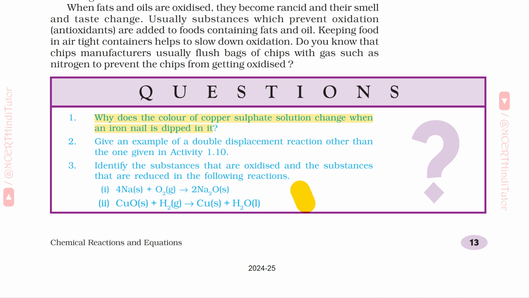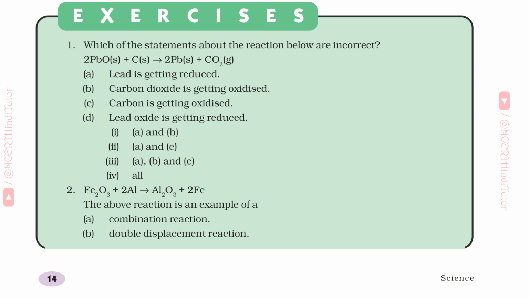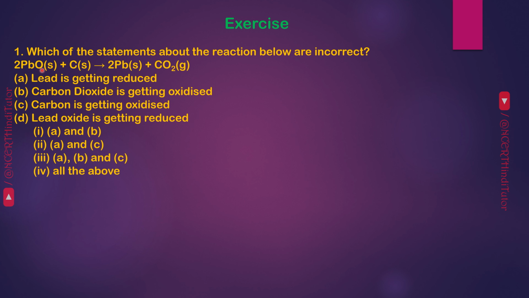Friends, we have done these question answers. Now let's move on to the next questions, that is exercise. Question 1. Which of the statements about the reaction below are incorrect? 2PbO solid plus C solid gives 2Pb solid plus CO2 gas. A. Lead is getting reduced. B. Carbon dioxide is getting oxidized. C. Carbon is getting oxidized. D. Lead oxide is getting reduced.